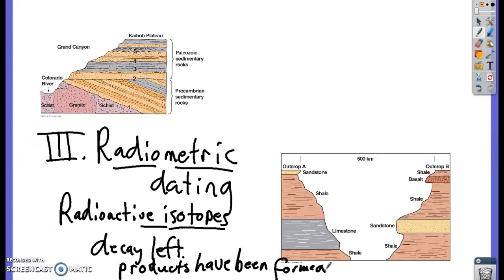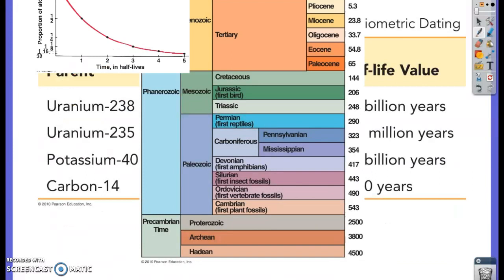And if you remember the half-life, half-lives tell us how long it takes for half of it to change. So if we found equal amounts of radioactive isotope and the decay product, that would mean half of it has changed into the decay product. You have half and half of each one, and that would be one half-life. Whatever the half-life of that isotope is, that's how old these rocks would be considered to be.